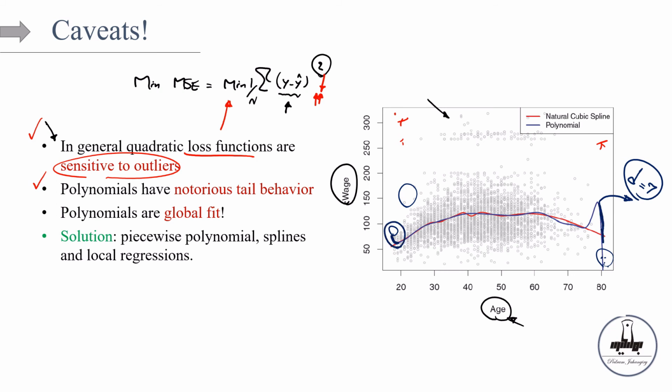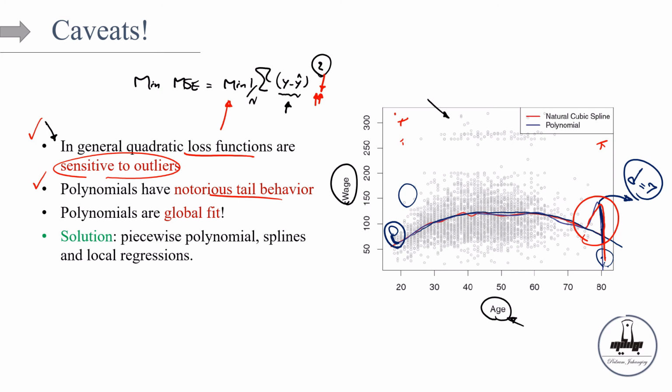So for example, what's the story here? As age increases, your wage is going to increase, and as age increases even more, the wage is going to decrease. But can you explain this part? It goes up and then comes down. So this is another caveat of the polynomial regression model, because they usually have notorious tail behavior, especially if the models are unnecessarily complex.